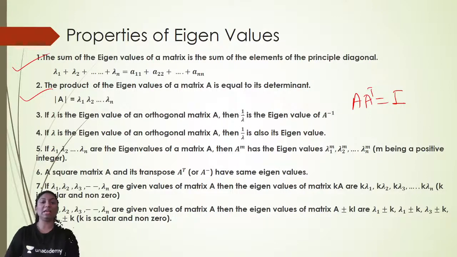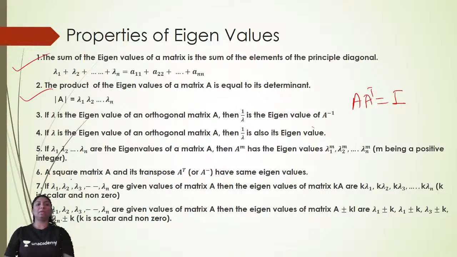If lambda is the eigenvalue of an orthogonal matrix A, then 1 upon lambda is also an eigenvalue of A inverse. Now, if lambda 1 up to lambda n are the eigenvalues of matrix A, then A raised to m has the eigenvalues lambda 1 raised to m, lambda 2 raised to m, and so on, lambda n raised to m, m being a positive integer.